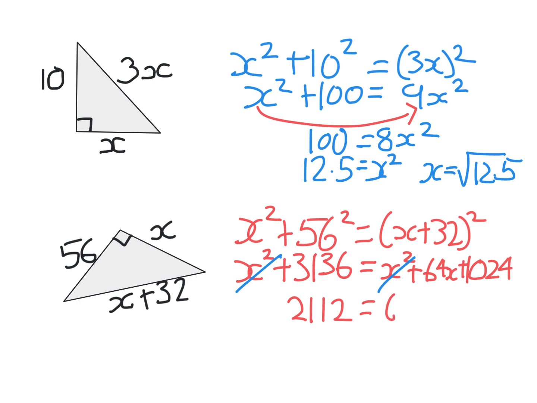I get 2112 equals 64x. So now I simply divide each side by 64, I get x equals 33, and we're done. Let's now look at Pythagoras in 3D.